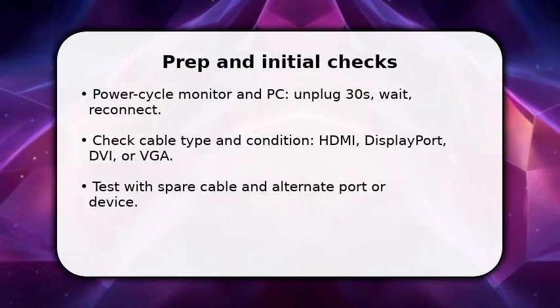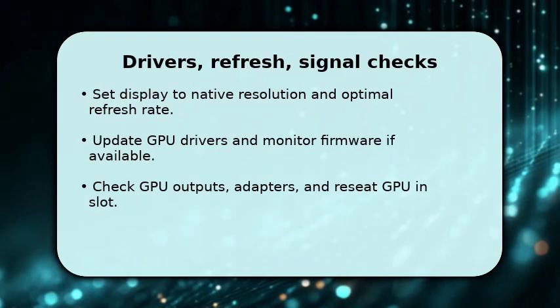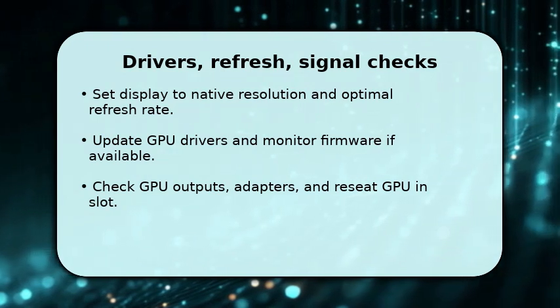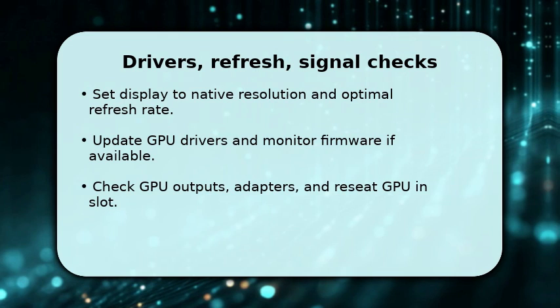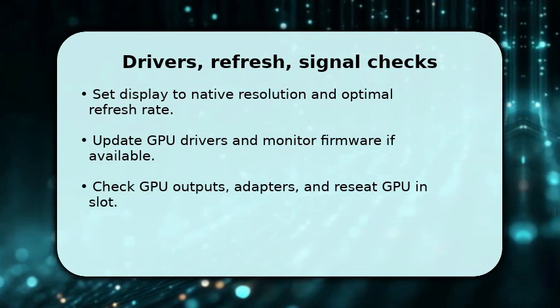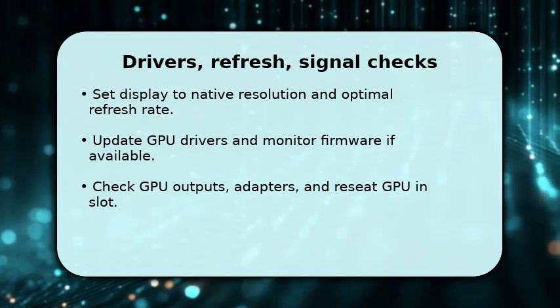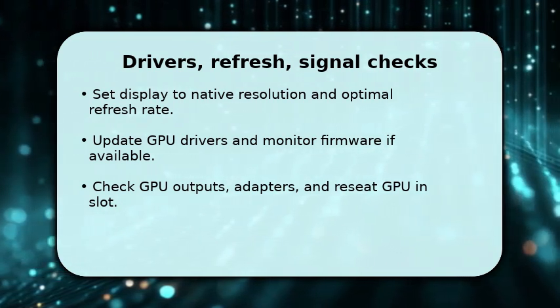With hardware basics covered, move into signal and software troubleshooting. Set the display to its native resolution and the highest stable refresh rate. Mismatches can create horizontal or vertical lines. Update GPU drivers, and, if the monitor supports it, apply firmware updates to fix known panel issues.